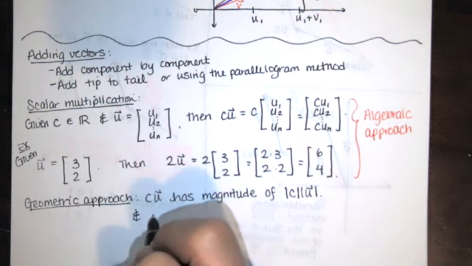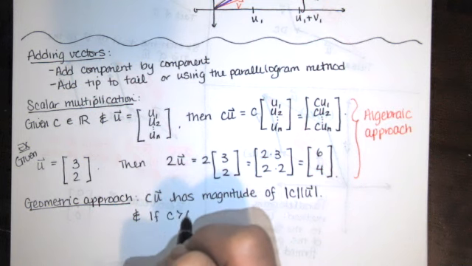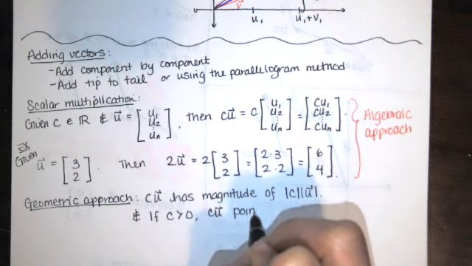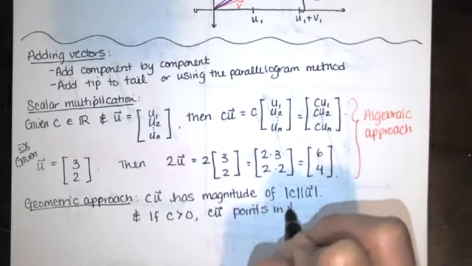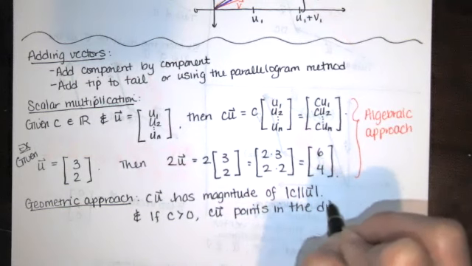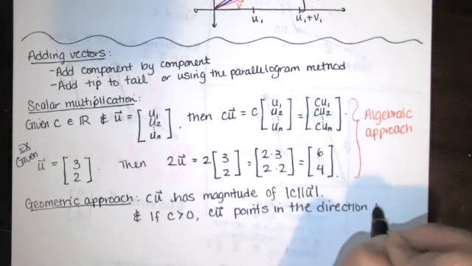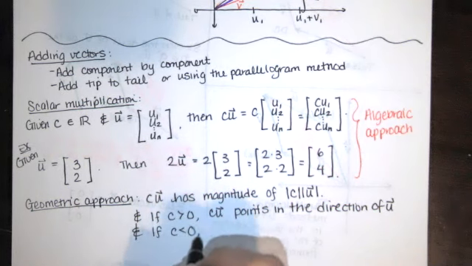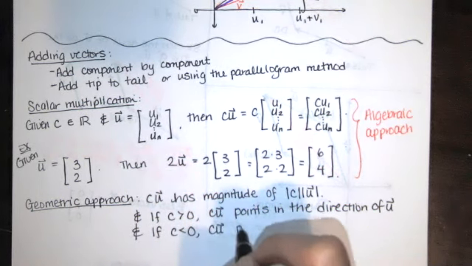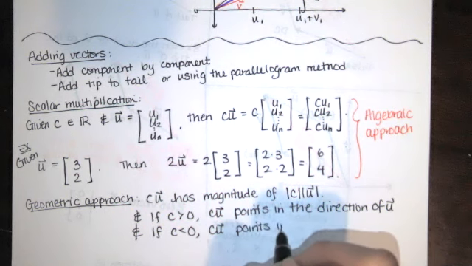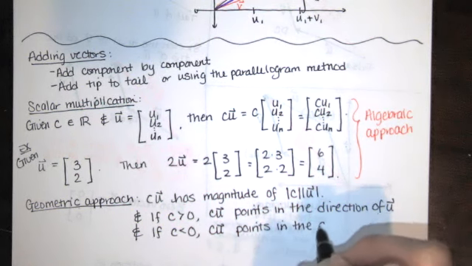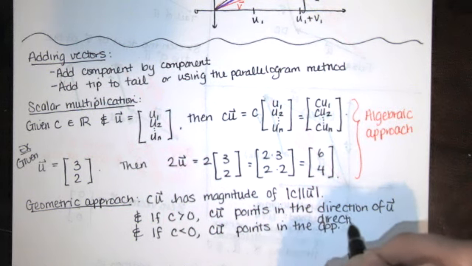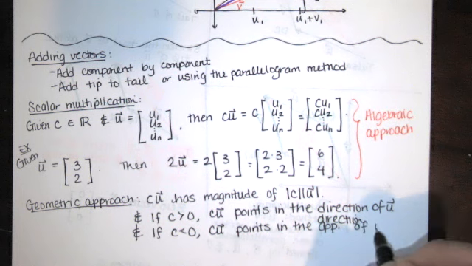And if c is positive, c u points in the direction of u. And if c is negative, c u points in the opposite direction, or the direction opposite of u.